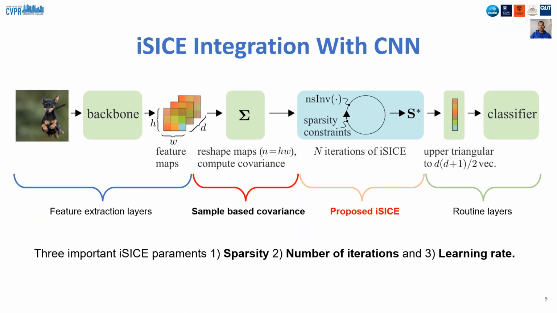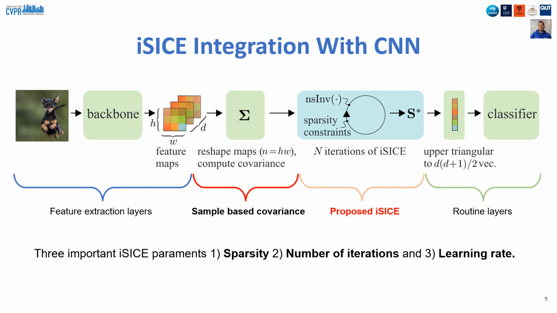Now let's look at how iSICE can be integrated into CNN. Let's look at an example for a single image. Given that image, we use CNN to extract features in the form of a tensor. By reshaping the tensor, we compute the sample-based covariance matrix. The sample-based covariance matrix is then used for computing the sparse inverse covariance matrix using our proposed method.